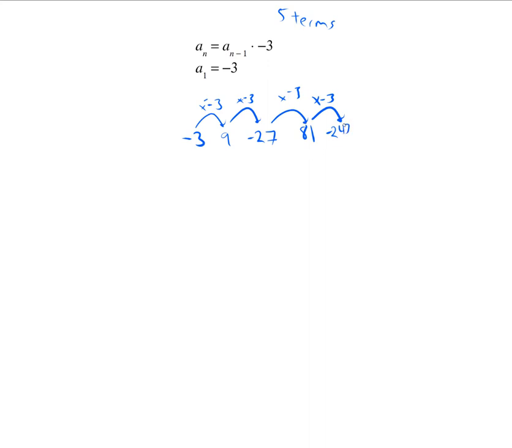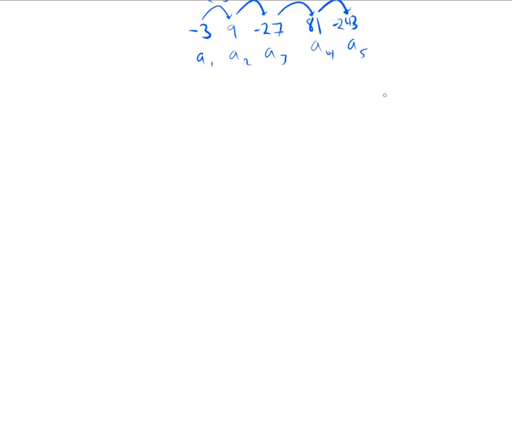Yeah, and so that right there would be the first 5 terms in the series. Once again, this is my a sub 1, my a sub 2, my a sub 3, my a sub 4, and my a sub 5. Okay. All right, hopefully that's making perfect sense. Let's go on and move on now.